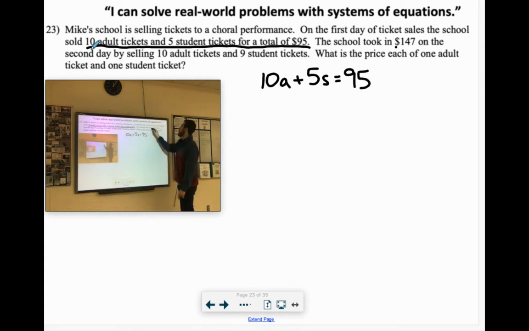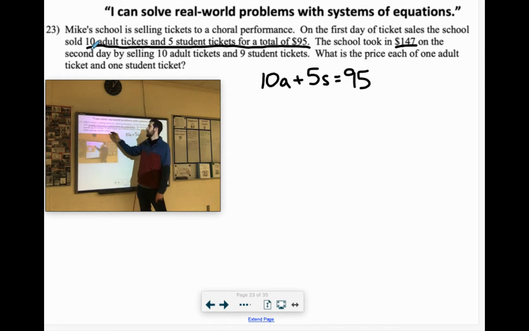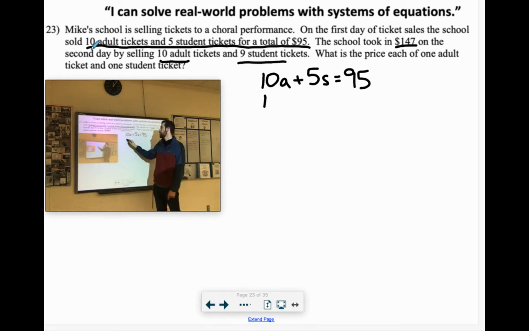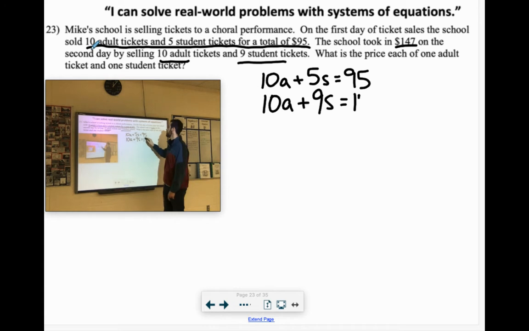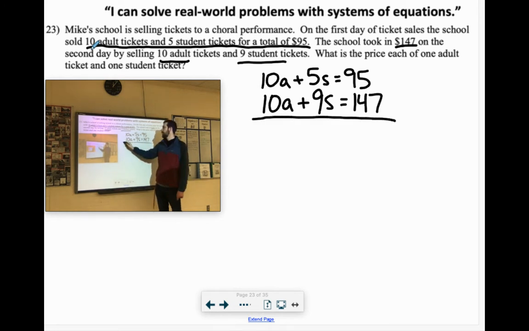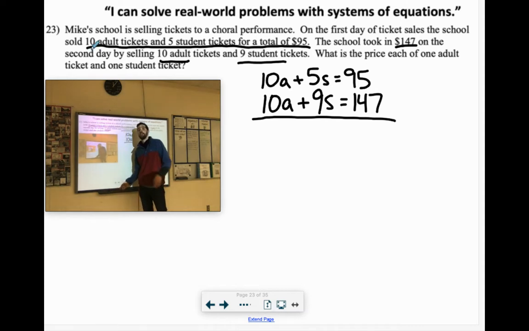The school took in $147 on the second day with 10 adult tickets and 9 student tickets. So 10A plus the 9 students equals 147. There's our system. And look, the A's are matched up. It was 10 adults both days. But remember, you want one to be negative because otherwise that would just add up to 20A. And we want it to be 0 A's.